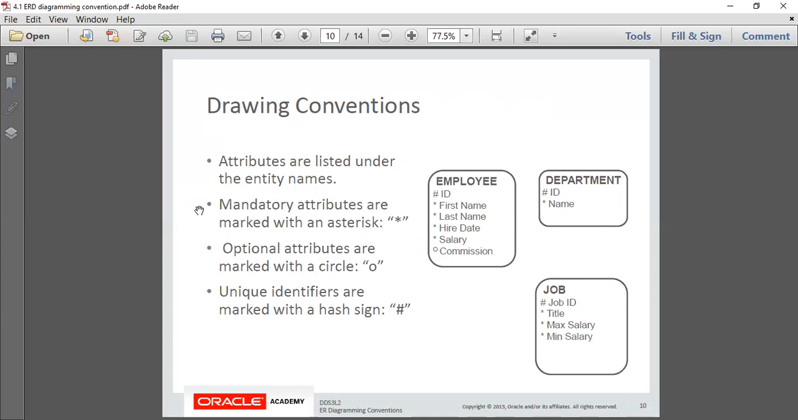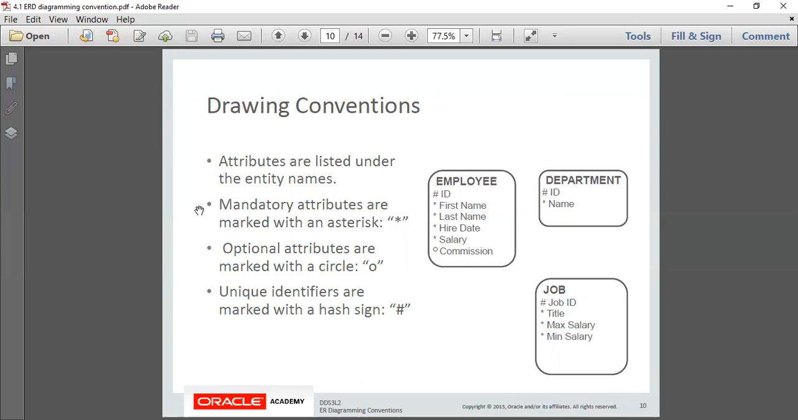Then optional attributes are marked with a circle. So for instance, we can see we only have one optional attribute, that is commission, because it is not necessarily that an employee earns a commission. They may earn it based on reaching a specific target, or they may not earn a commission. So that is optional. It may have a value or it may not have a value.